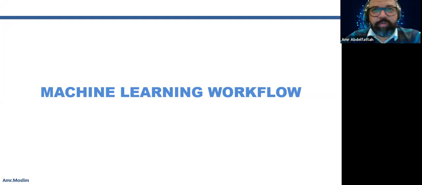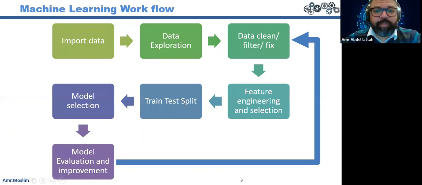Now we are going to see how we are going to work with machine learning. What is the workflow that machine learning should follow? It's a basic workflow, but it's very important, and all the problems you are going to work with will follow this workflow. Starting from input data, we have to input data first, and then we start with something very, very important, data exploration.